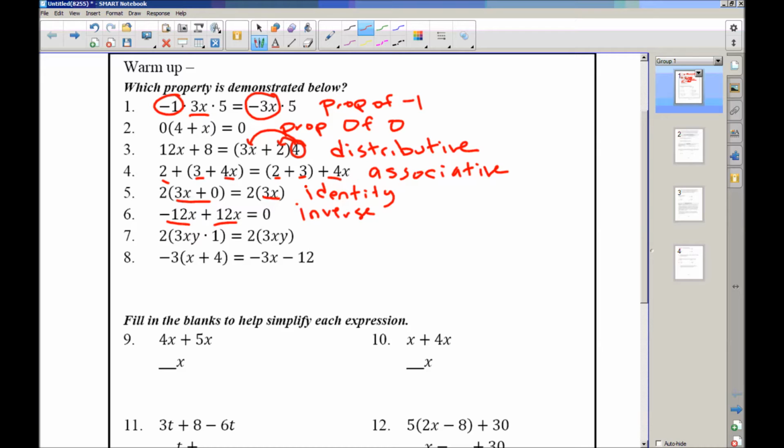Number 7, inside the parentheses we have 3xy times 1, and then the 1 disappears. That's because multiplying by 1 does not change the identity of the 3xy. So this is our identity property.